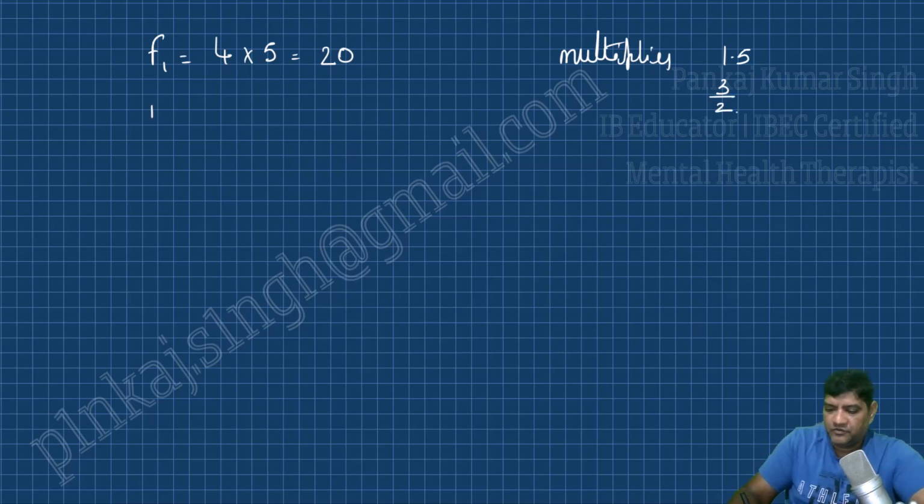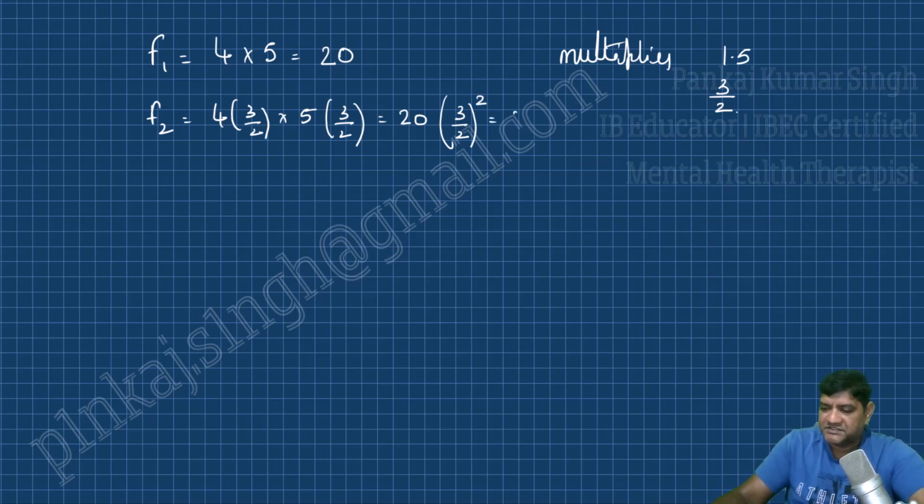So the new picture frame will have 4 into 3 by 2. That's going to be the new width, and 5 into 3 by 2, that's going to be the new height. And this is simply equal to 20 times 3 by 2 squared. And I can write this as 20 times 9 by 4.